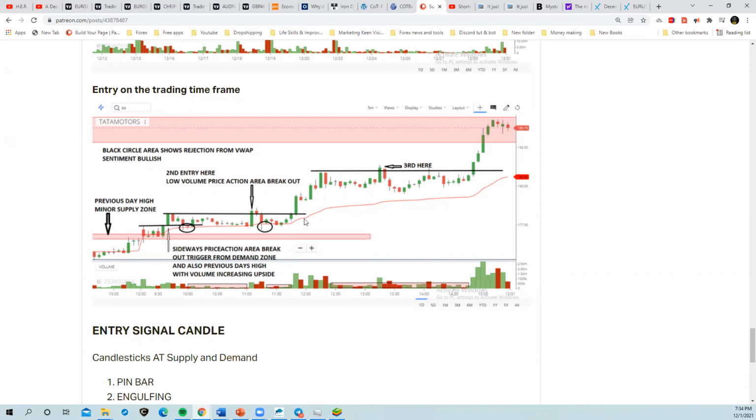You can also use the EMA. Price gets above the EMA, breaks above the previous level, and we're in the trade.